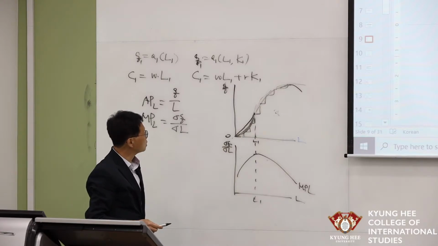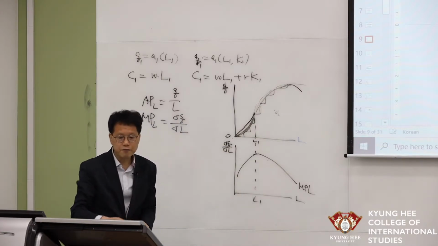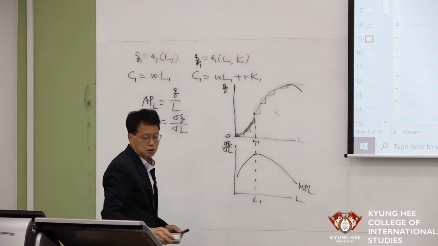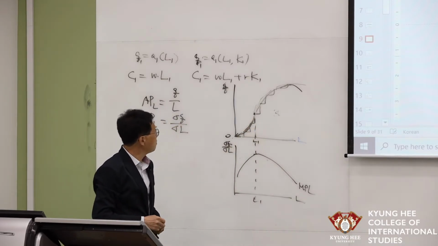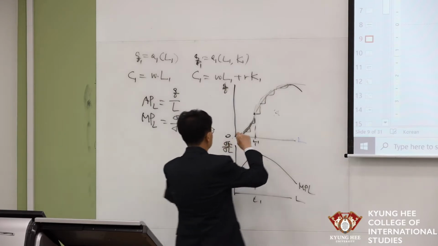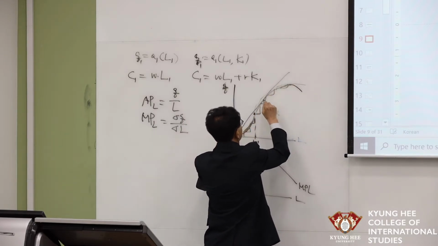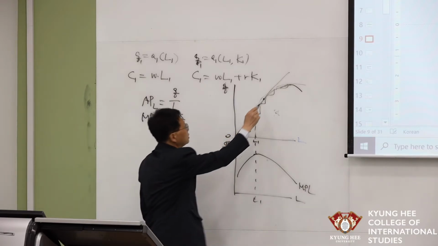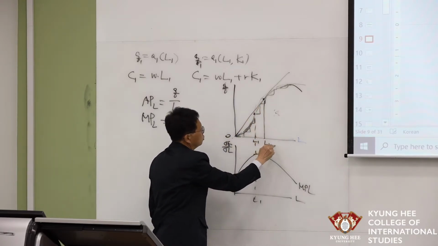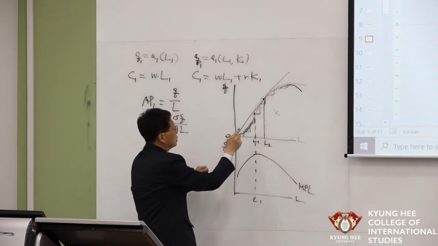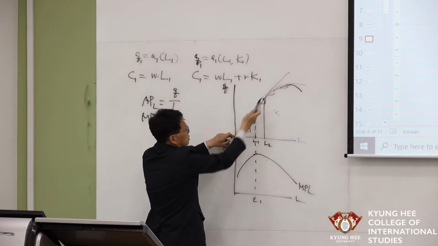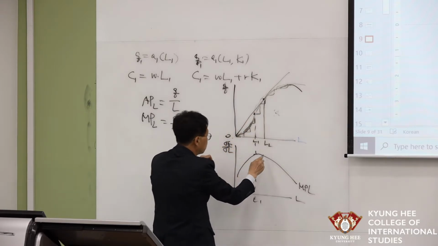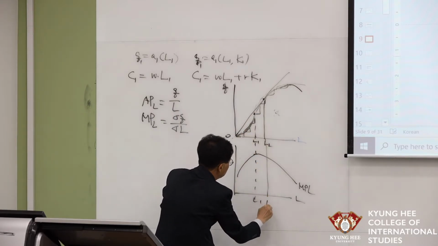From here, you can find the point of production on the total product curve where average product is maximized. For example, at this point, average product is maximized at L2. This point is smoother than before. So average product is maximized at L2.